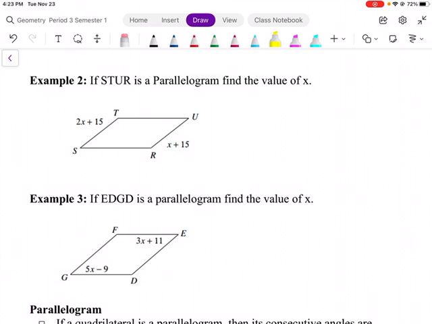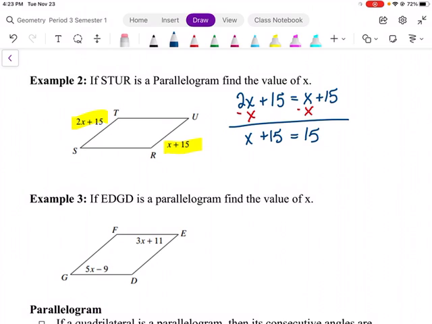So if you've already done example 2, you should have put these two expressions equal to each other. So we have 2x plus 15 equals x plus 15. And we can subtract x from both sides. And we get x plus 15 equals 15. Then we'll subtract 15 on both sides. And in the end, you should have got x equals 0, which doesn't happen often, but that is an okay answer to get. And if we plugged it back in, we could figure out the side lengths, but it doesn't ask us to do that. We are just asked to find the value of x.